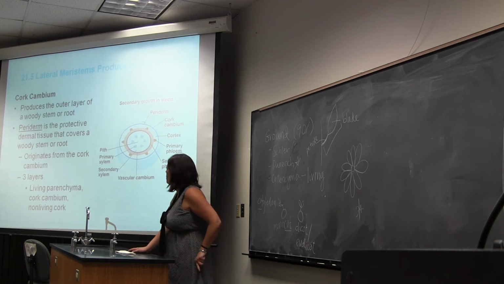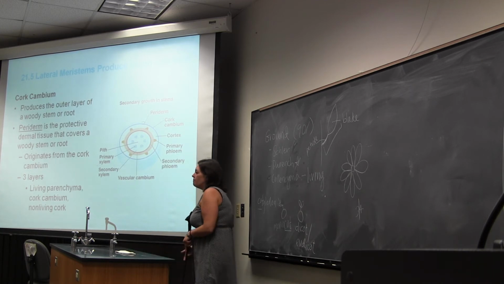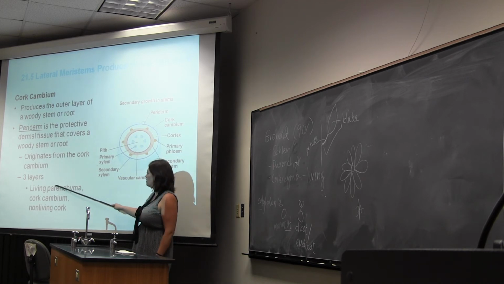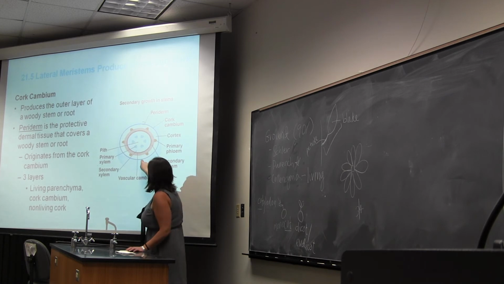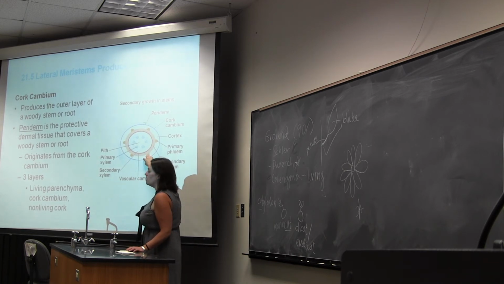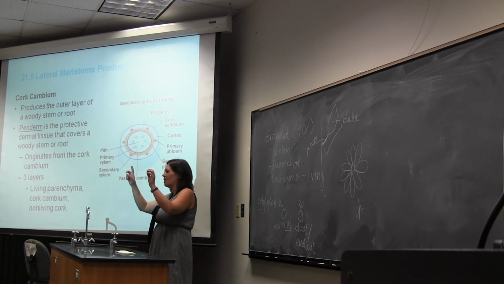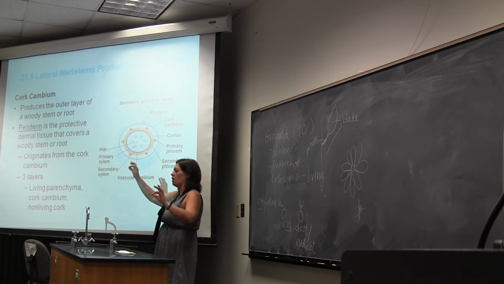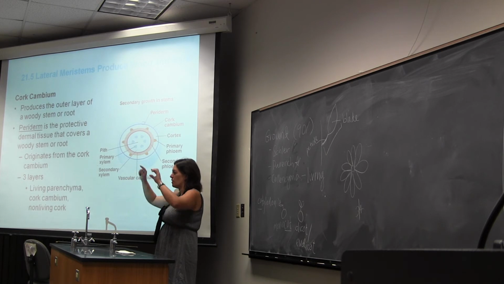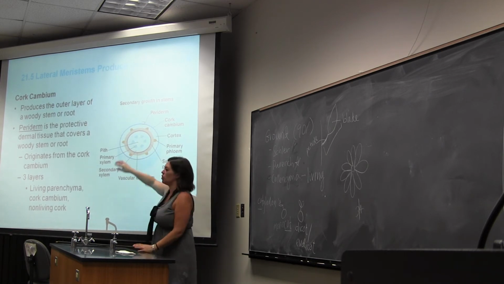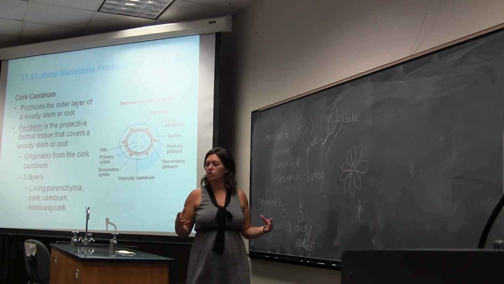Can you repeat what makes up the periderm? Yeah, the periderm is going to be made up of a layer of parenchymal cells, the cork cambium, which is what's giving rise to the periderm, and then the non-living cork cells. So it's a layer of cork, it's the cork cambium, and then this layer of parenchymal cells. And that makes up the periderm, which is this outermost region along the tree.